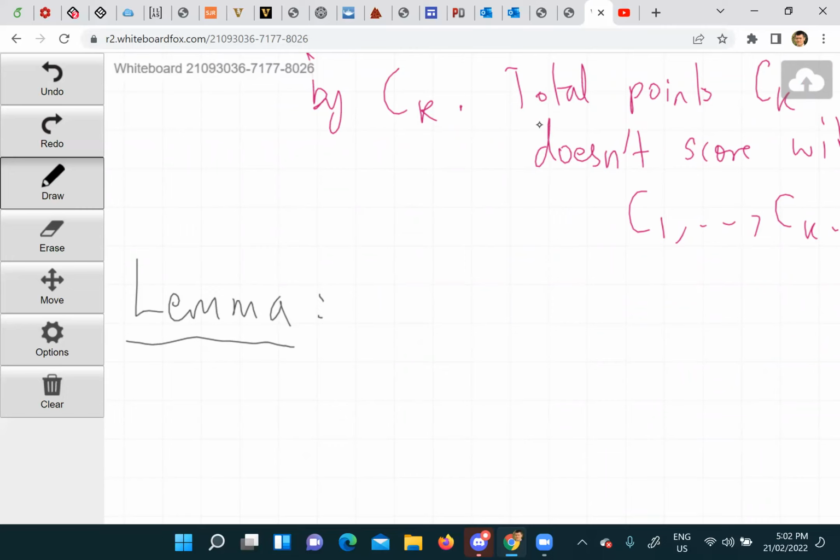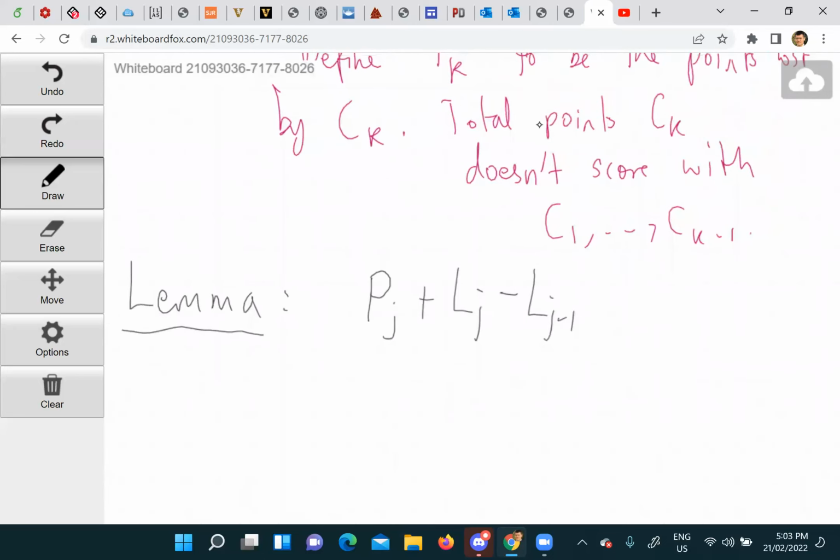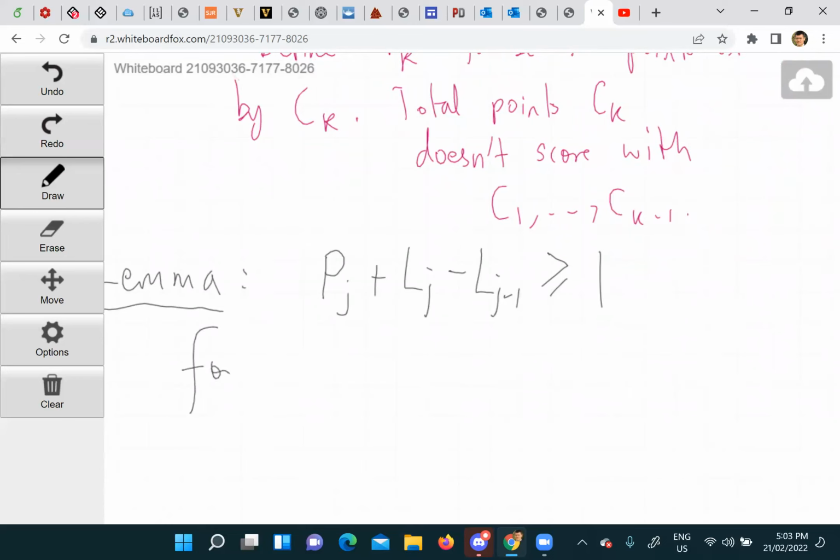Okay, so lemma: PJ plus LJ minus LJ minus 1 is greater than or equal to 1 for J bigger than or equal to 2, less than or equal to n minus 1.